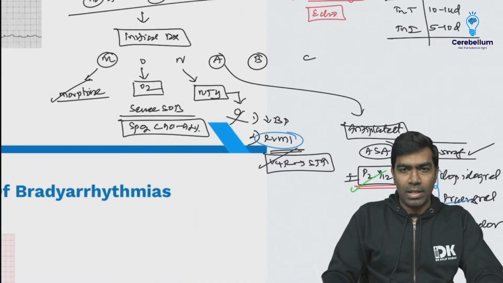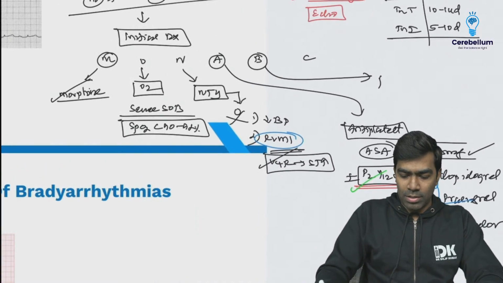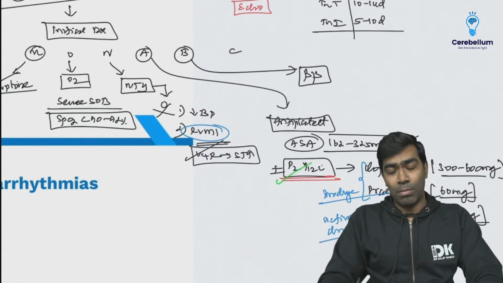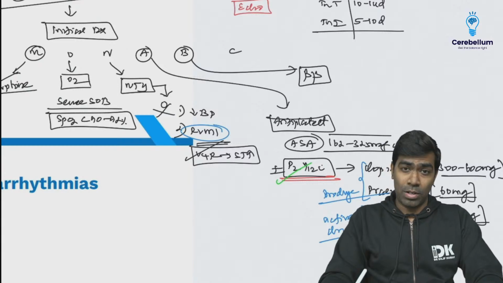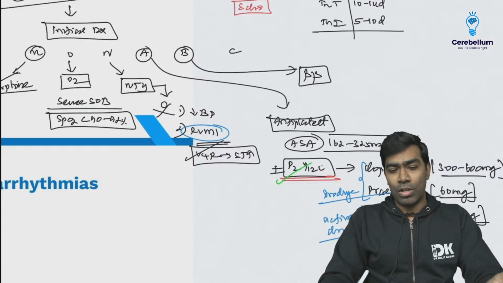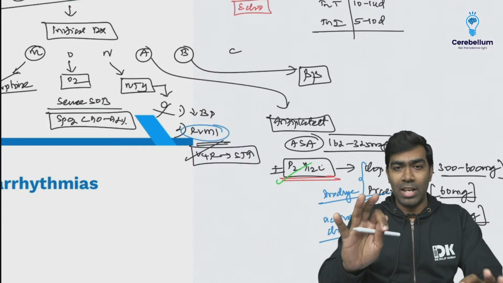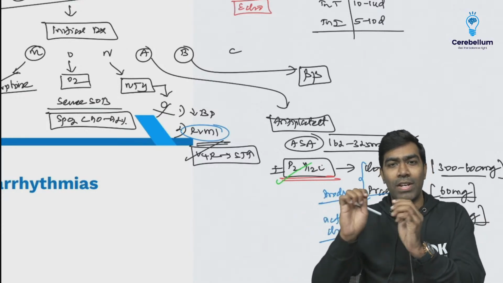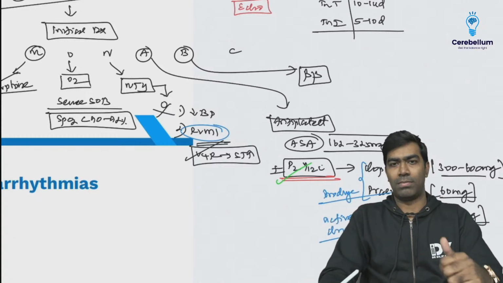And what about B? B stands for beta blockers. Repeat with me. B stands for beta blockers. So what beta blockers are you going to use? Preferably a cardioselective beta blocker, but you can use labetalol also if the patient has associated hypertension, no problem.